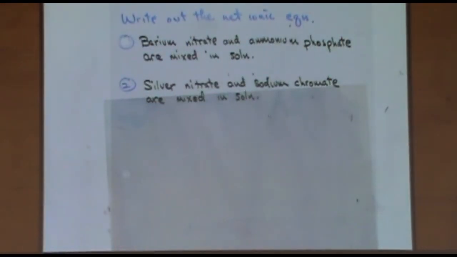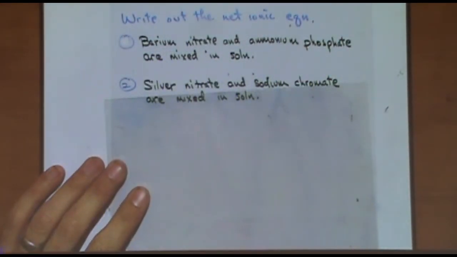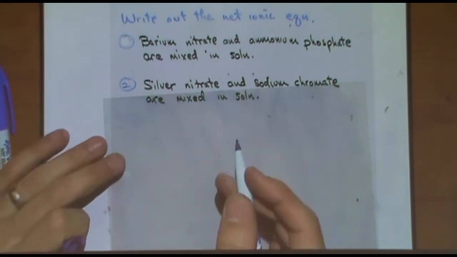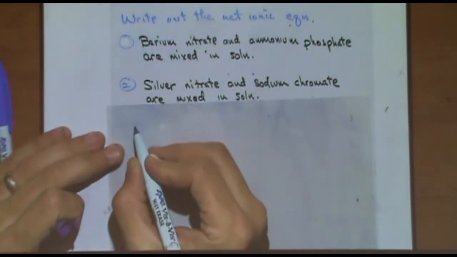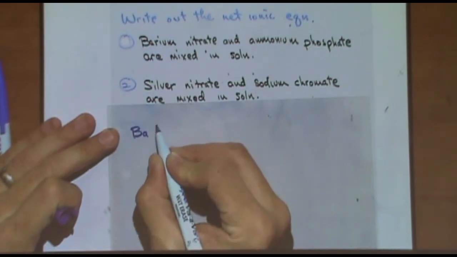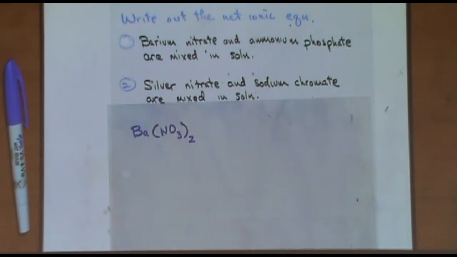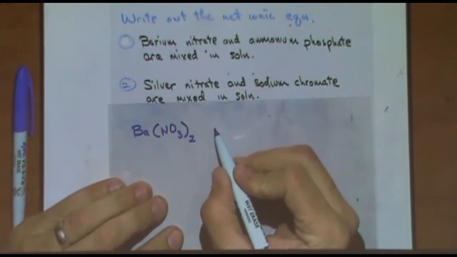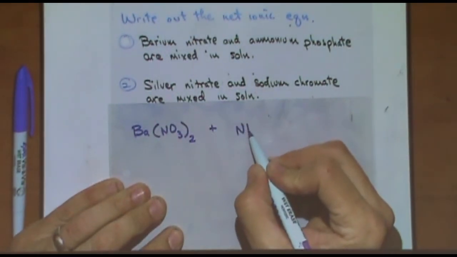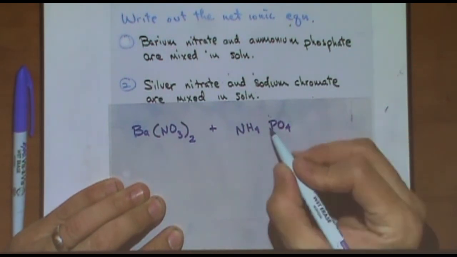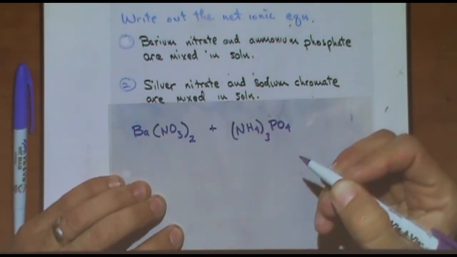Do you want the first one or second one? In my class, how you'll see this type of question is it's written out. You write the whole reaction and then get to the net ionic. I'm only grading the net ionic. So we're doing the first one. So barium nitrate. Barium is a +2 charge. Nitrate is -1, so you need 2 nitrates. Plus ammonium phosphate. Ammonium NH4 plus, phosphate PO4 3-, so I need 3 of these.